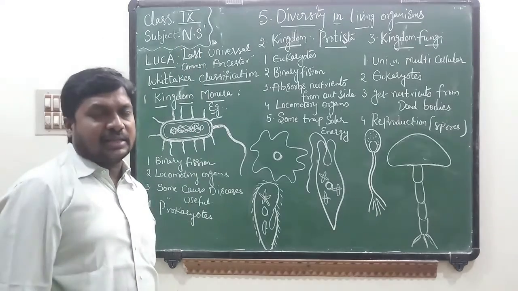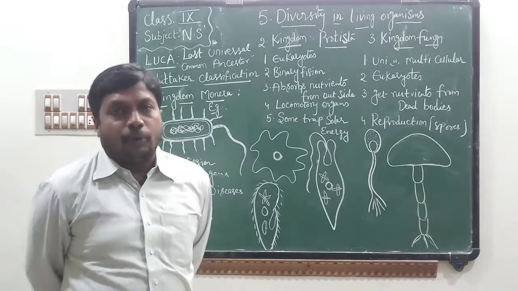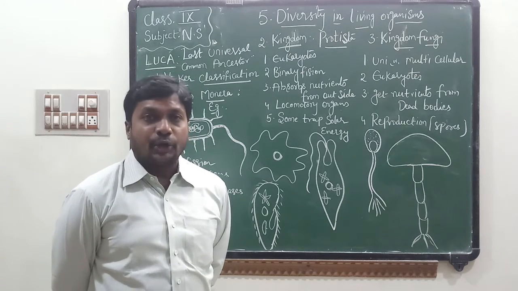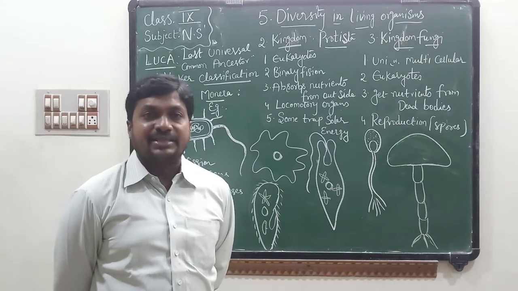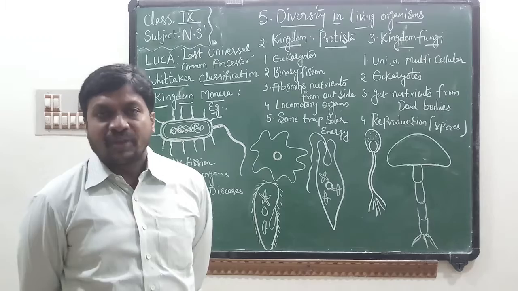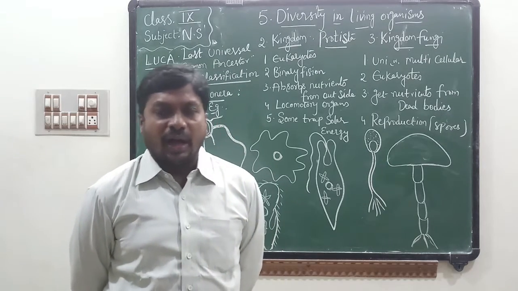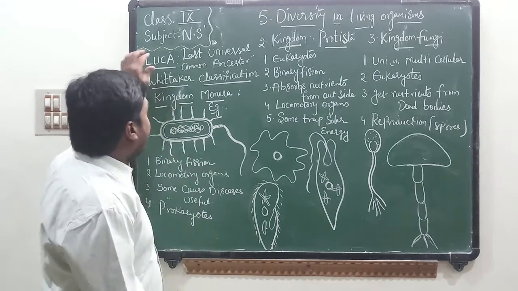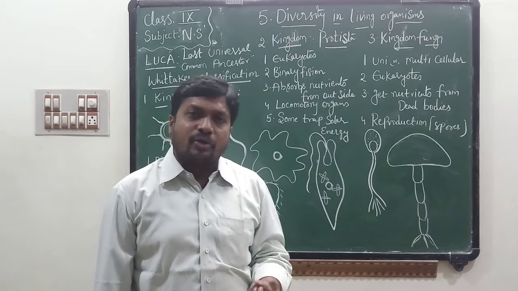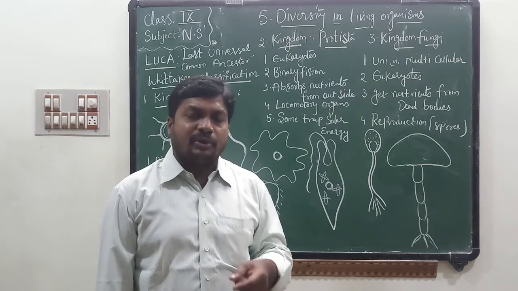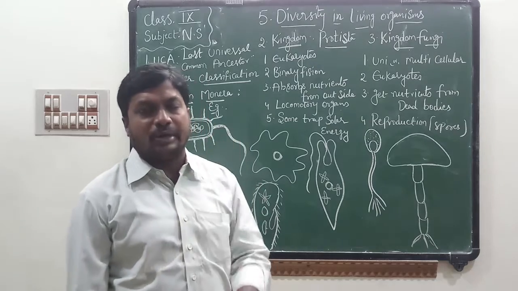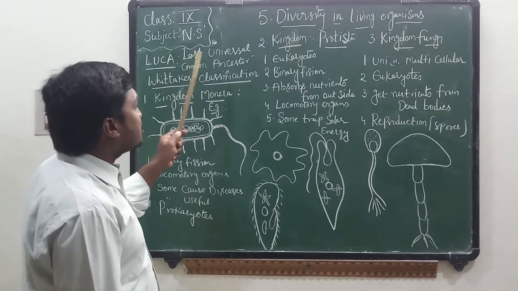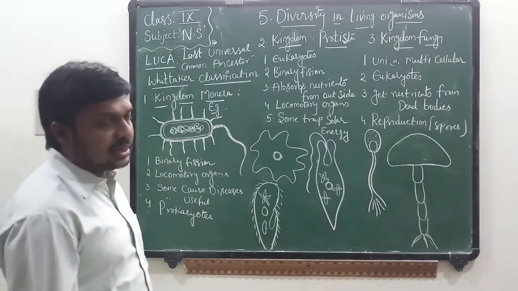In the previous class, we learned about prokaryotes and eukaryotes. Prokaryotes means those which do not have a nucleus. Eukaryotes means those which have a nucleus. Examples of prokaryotes are bacteria. Examples of eukaryotes are animals like human beings. According to this, every living organism, either prokaryote or eukaryote, the common ancestor will be the same. That is called LUCA, last universal common ancestor.